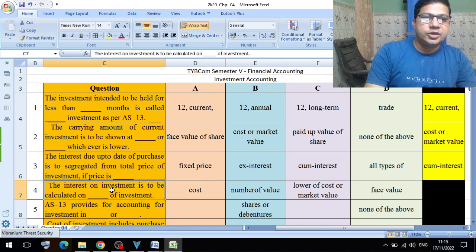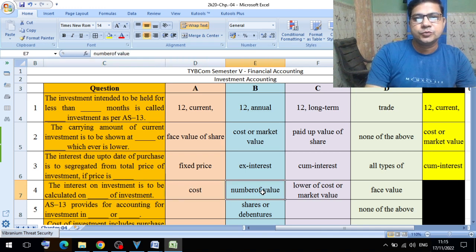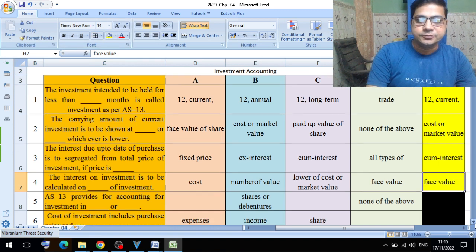The interest on investment is to be calculated on dash of the investments. Option A cost, option B number of the values, option C lower of the cost or market value, option D face value. So the appropriate answer is face value.